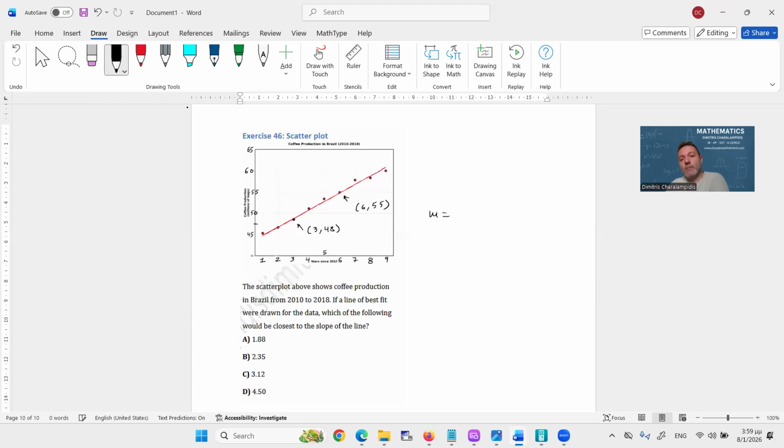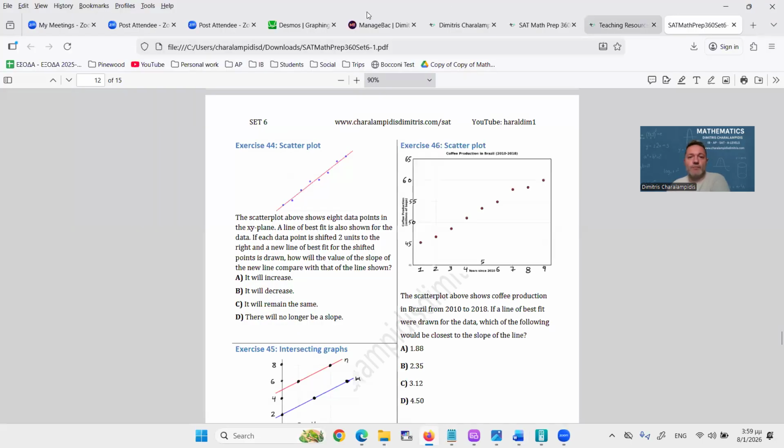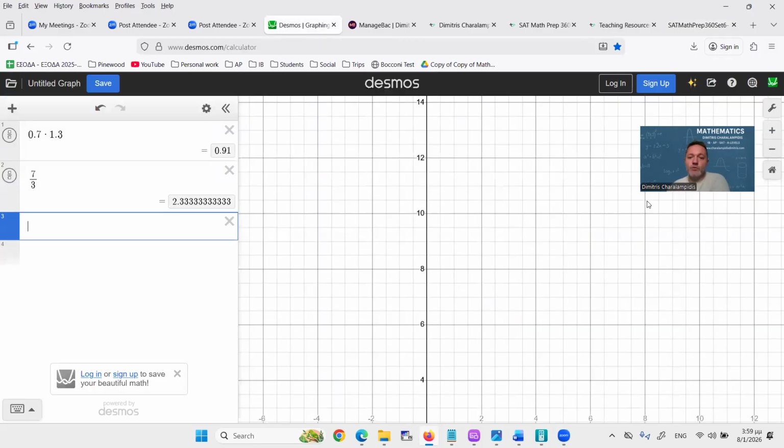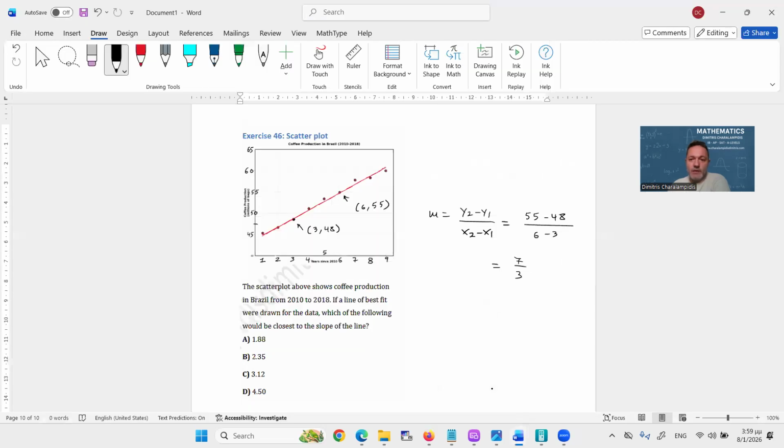Then the slope, again, by applying the formula y2 minus y1 over x2 minus x1, would have been 55 minus 48 over 6 minus 3, which is the same as 7 over 3. And if we use Desmos for our calculations, 7 over 3 is 2.333. So that is 2.33, and that is closer to B.